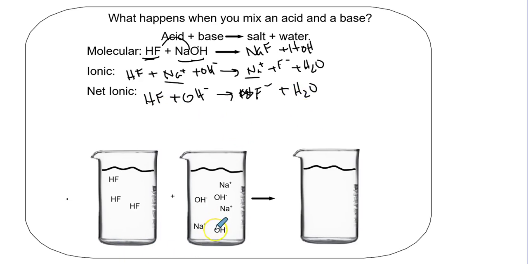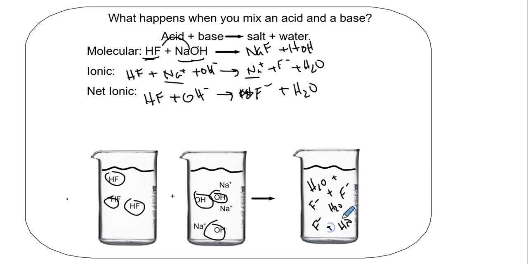Alright, so once again we have this one here, and I have them set up at equivalency. So this one reacts with this one to produce a water and an F negative. This one reacts with this one to produce a water and an F negative. And of course, these are just my spectators. 1, 2, 3. And that's it.